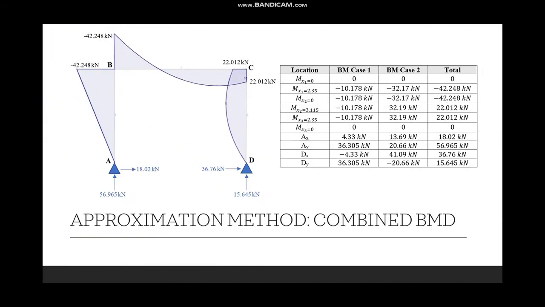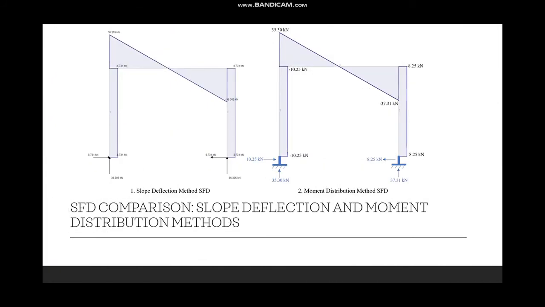And the same applies for the BMD. We're just adding the two cases together to form these new values, and then just throwing these new values onto the bending moment diagram. So what we can now do is compare some of these values and some of these diagrams. Obviously we can compare the slope deflection method and the moment distribution method, because for both of those methods we used fixed joints. And we can compare some of these values, and you can see that they are quite similar.